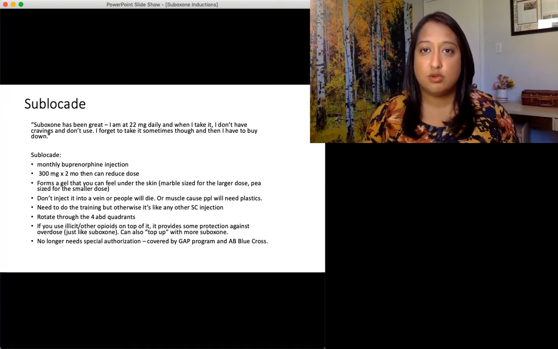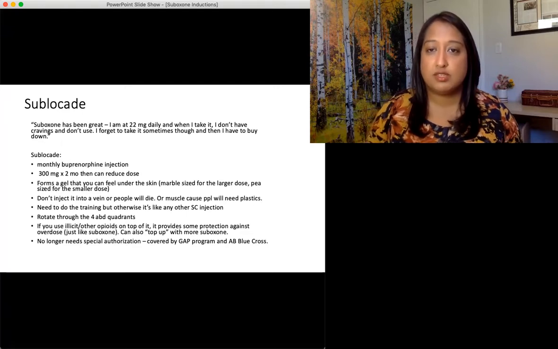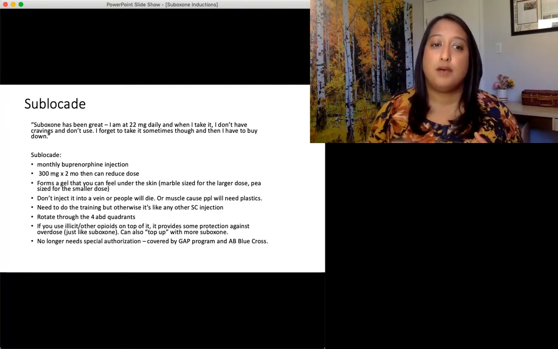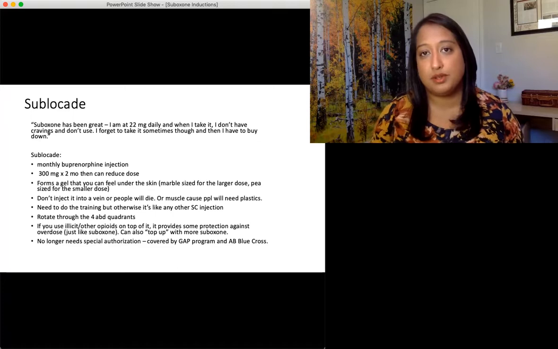It starts with a 300 milligram dose in month one. Month two is a second 300 milligram dose. Month three, we switch from 300 milligrams to 100 milligrams, and then 100 milligrams is a stabilizing dose. There are some patients who remain on the 300 milligram dose if the 100 milligram dose is found to be insufficient.